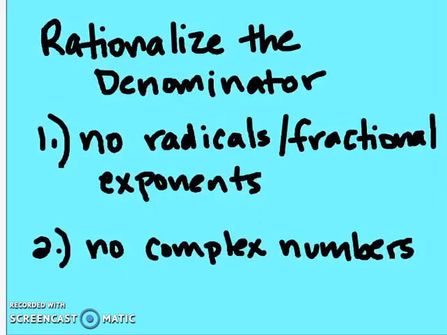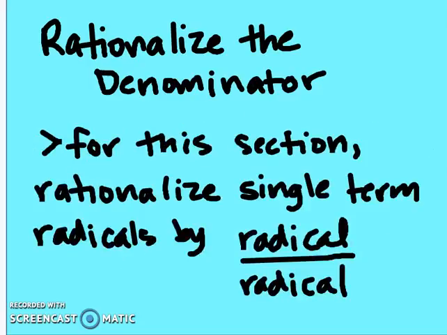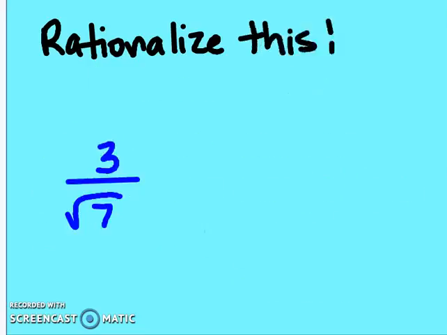Rationalizing the denominator means we don't want any radicals or fractional exponents in the denominator, and no complex numbers in the denominator. For this section, we're just going to simplify the radicals by multiplying by the denominator radical over itself. Let's go through an example.